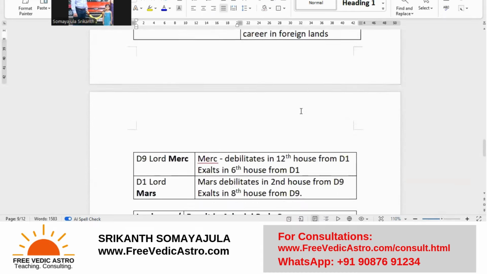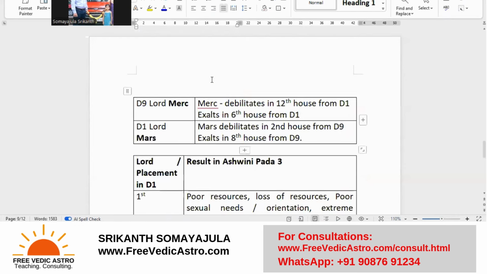So let's do this first. Look at what the D9 Lord is. The D9 Lord is Mercury. So in the Ashwini Pada 3, if the planet is there, it is ruled by Mercury, correct? Now bring this planet back into the D1 and see where he debilitates. From the position, it will be in the D1, so it will be in Aries. So Mercury debilitates along the axis of 6 and 12 because the planet is in Aries.